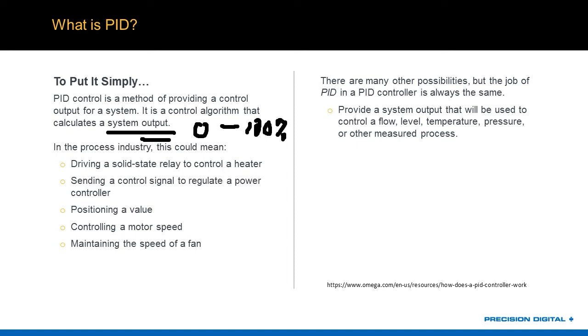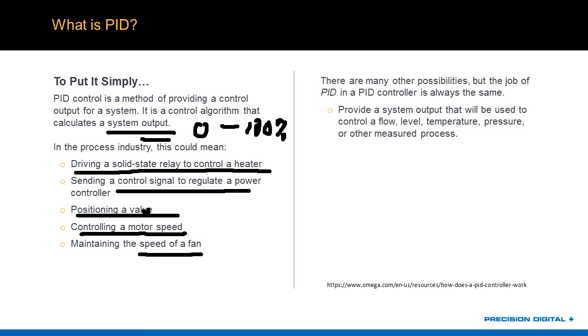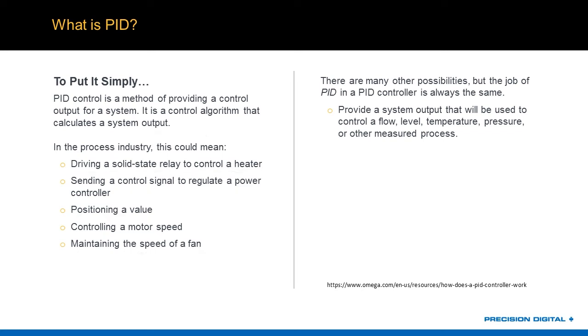So what does that output really mean in terms of the process industry for people attending here? Well, that output could be driving a solid-state relay to control a heater. It could be sending a control signal to regulate a power controller to run a larger heating element. It could be positioning a valve, not a value, but a valve, in order to bring in hot water, bring in cold water, move steam, what have you. It could be controlling a motor speed or a fan speed. It could be running pumps for level. There's all sorts of different devices involved in flow, level, temperature, and pressure that these could be providing an output to.